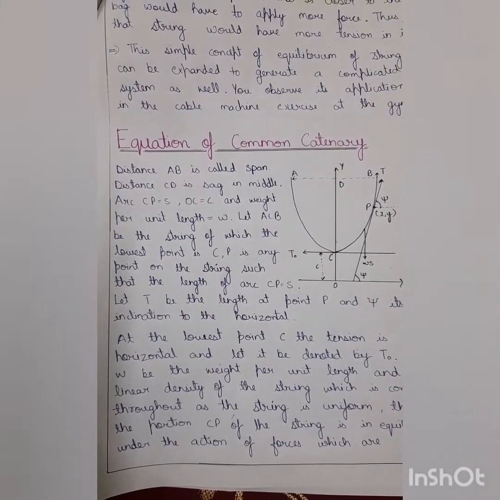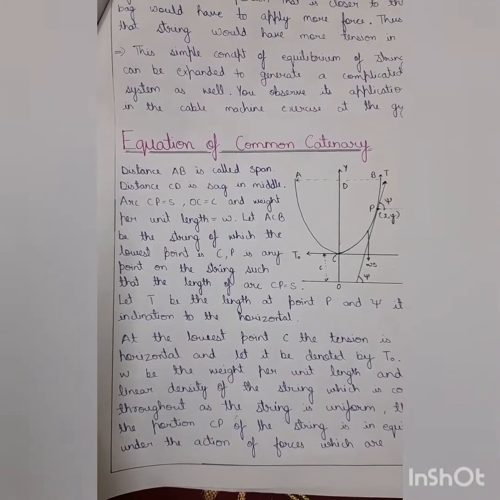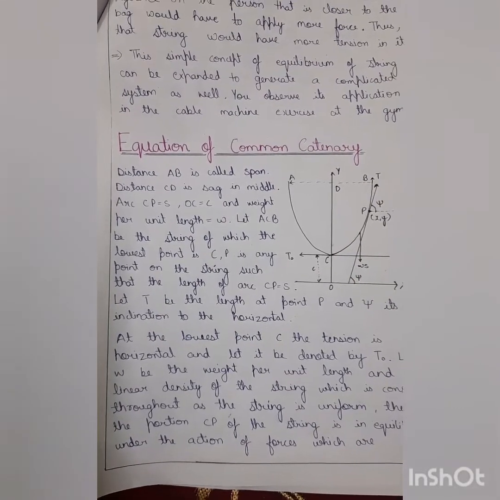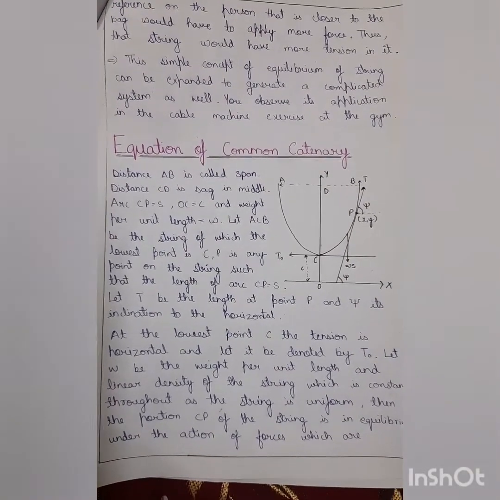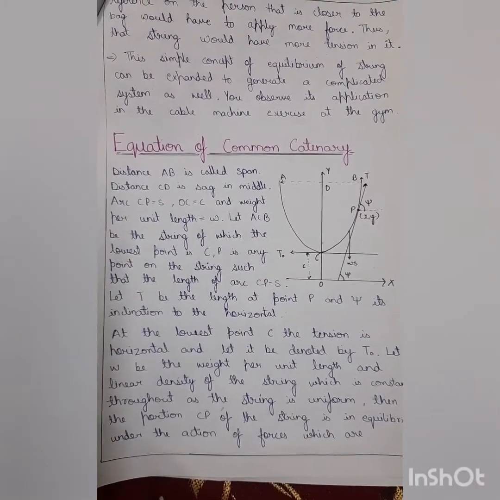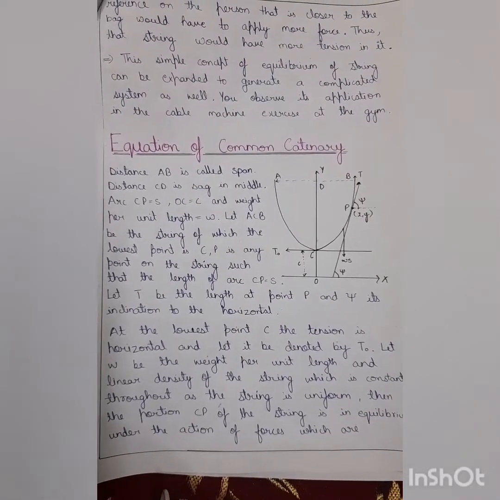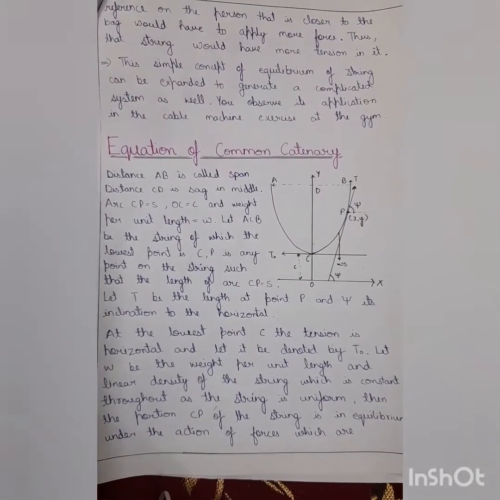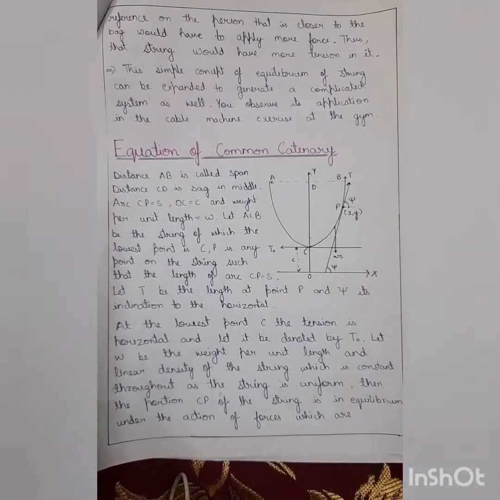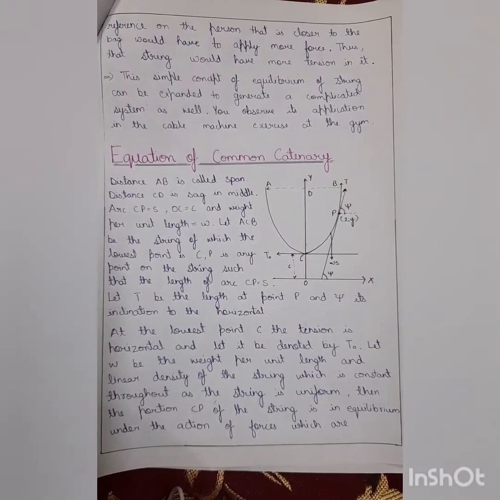Let ACB be the string of each. The lowest point is C. P is any point on the string such that the length of arc CP is equal to S. Let T be the tension at any point P and psi its inclination to the horizontal. At the lowest point C, the tension is horizontal and let it be denoted by T naught. Let W be the weight per unit length and linear density of the string, which is constant throughout.